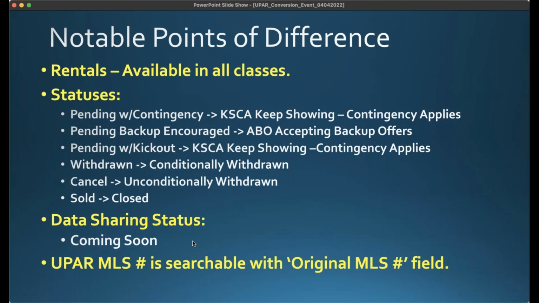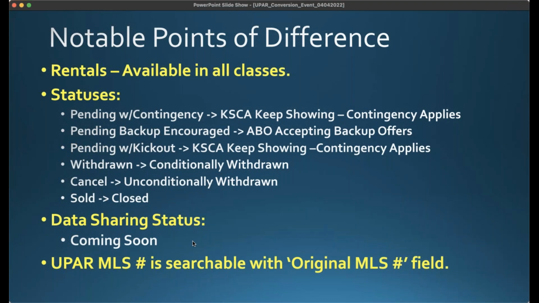Okay, some notable points of difference between our Paragon systems, and those are rentals. Now, we allow rentals in every class. What I mean is a residential can be labeled as a sale or a rental or lease, and the same goes with commercial, same goes with even vacant land, even multifamily. So that's an optional switch, and then depending on what you select will determine whether you have to enter fields that are valid for a lease or not.